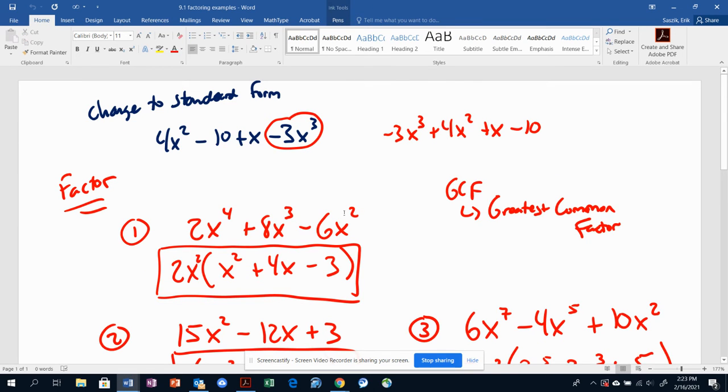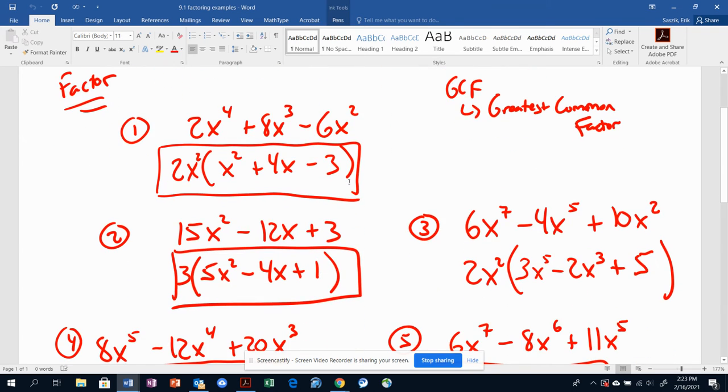Now I'm going to continue this video with some factoring. Now this thing up top, this is just a change to standard form. I talked about that earlier. This first thing is not written in standard form, and I then changed it to standard form. Okay, factoring is something totally different. We're going to factor out the GCF, which is the greatest common factor.